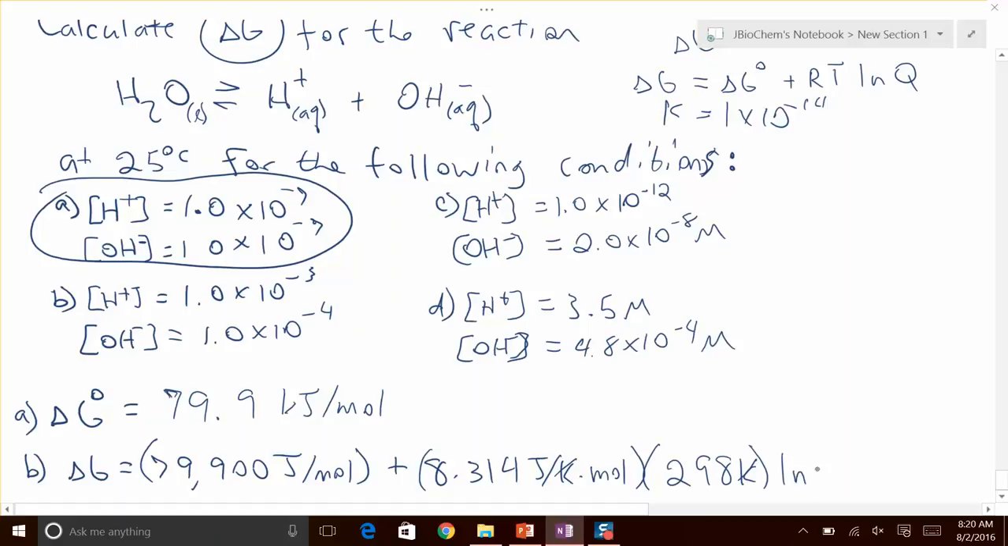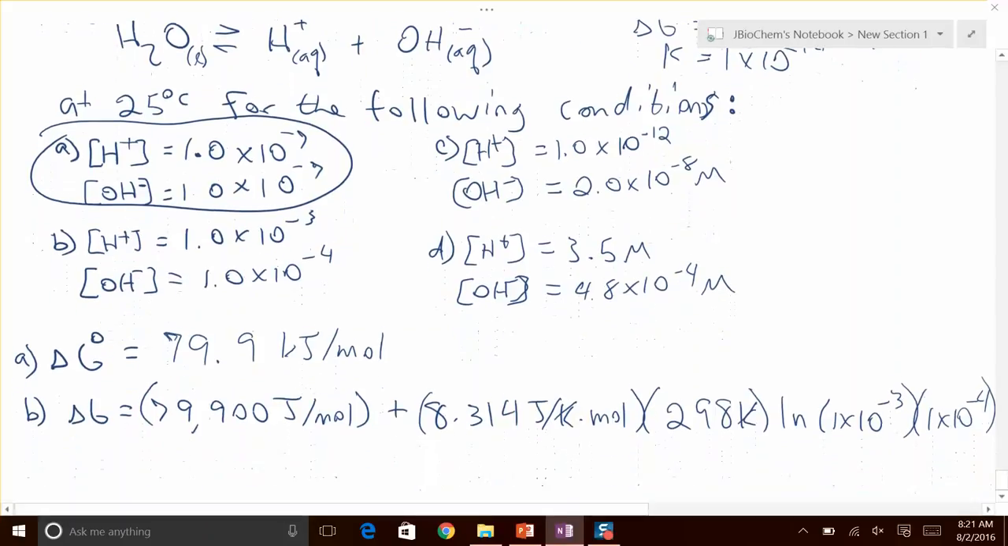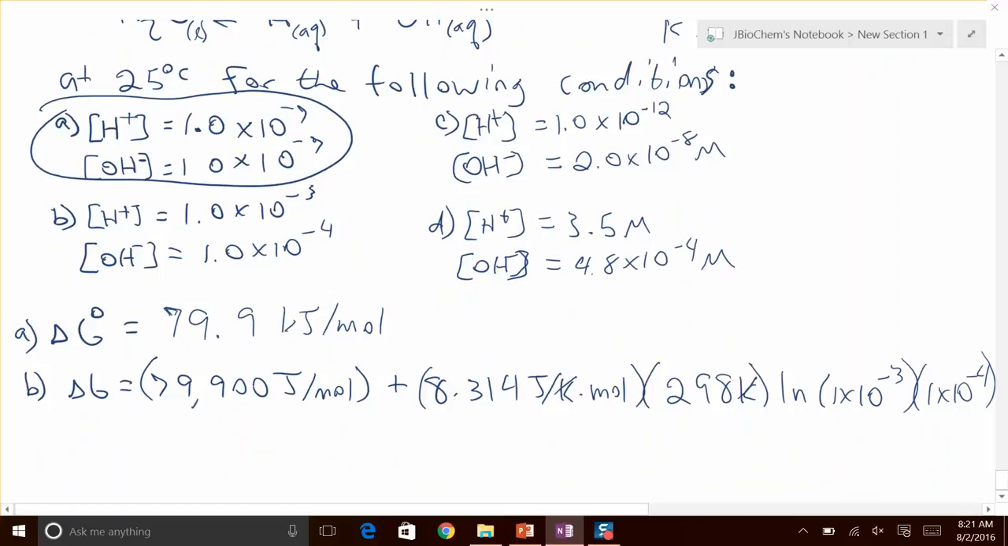Times ln of Q. What is Q here? It's just those multiplied by each other. These two multiplied by each other. It's the products over the reactant, but reactant is liquid, so it's just these two things, right? Okay. Ln of Q. So ln of 1 times 10 to the negative 3. No, we're on B. That's just going to give us this. Oh, we already did that. Times 1 times 10 to the negative 4. Okay. This is molar, which is moles per liter.